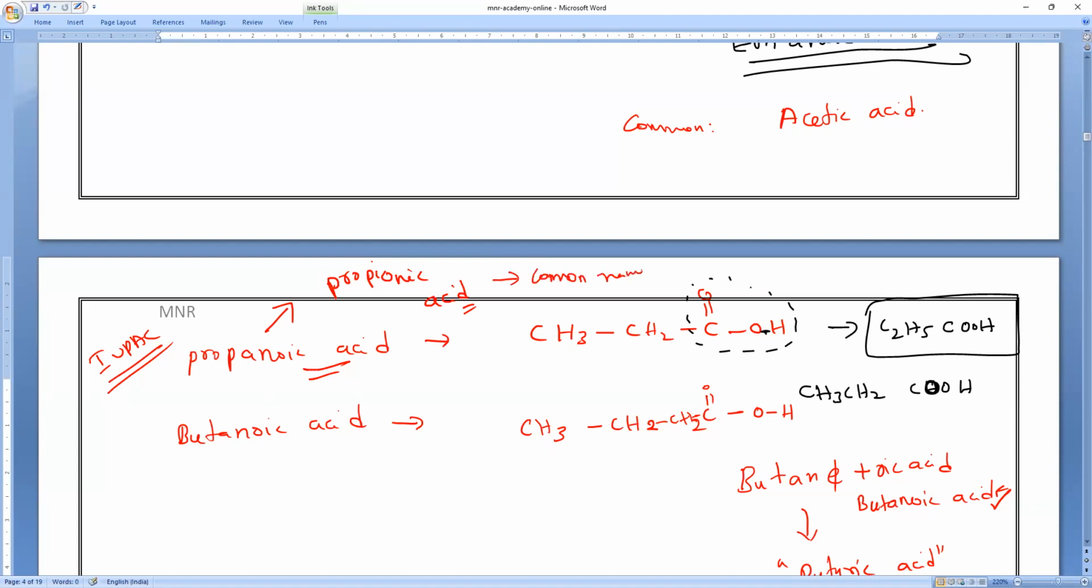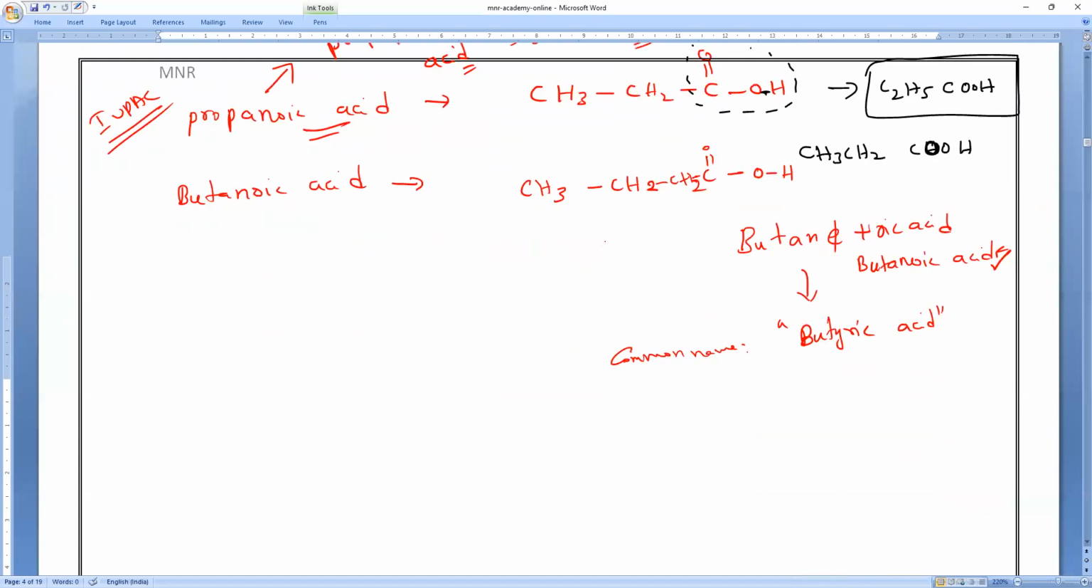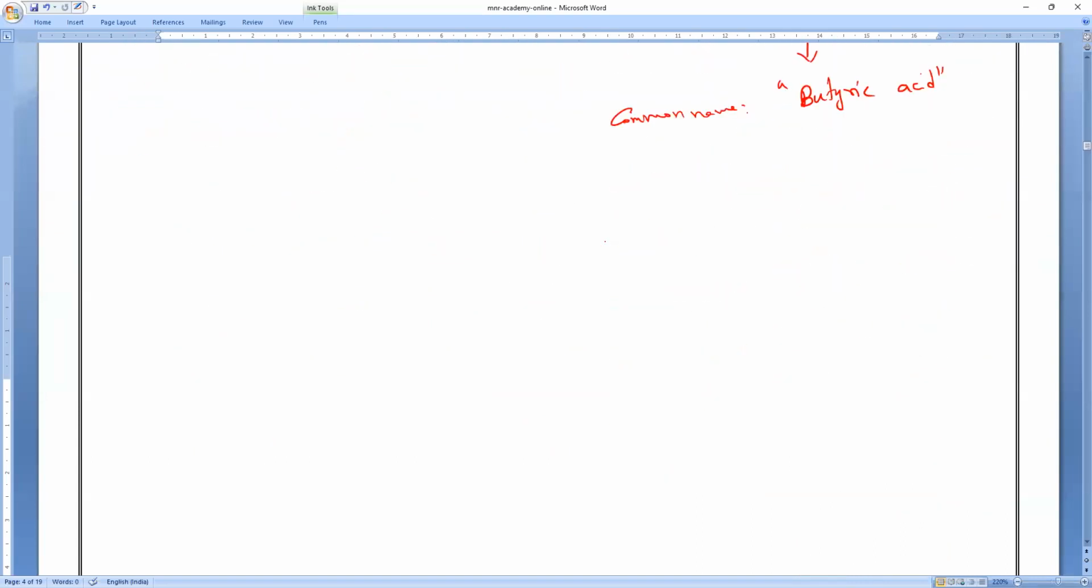What is the name, guys? Common name. Propionic acid. And butanoic acid we also call butyric acid. At least up to n equals 4, you all need to learn without any doubt. Any doubt, anybody can ask me. Are you clear, everybody? Then everything is a homologous series only. You can answer it.